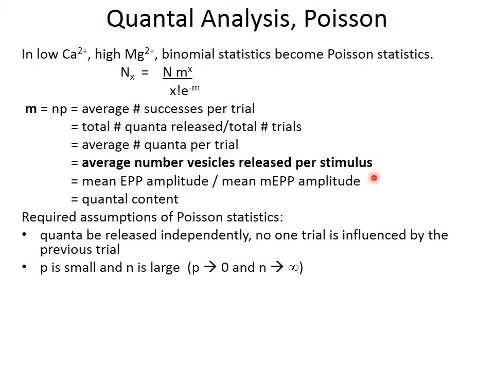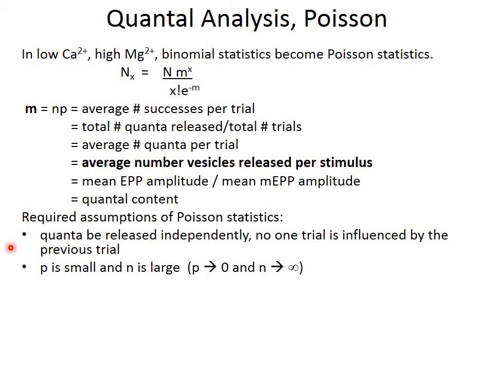It can also be calculated over an entire experiment by calculating the mean evoked potential amplitude and the mean miniature evoked potential amplitude, and dividing one by the other. And so we call that quantal content, or the average number of quanta released in any one particular presynaptic stimulus.